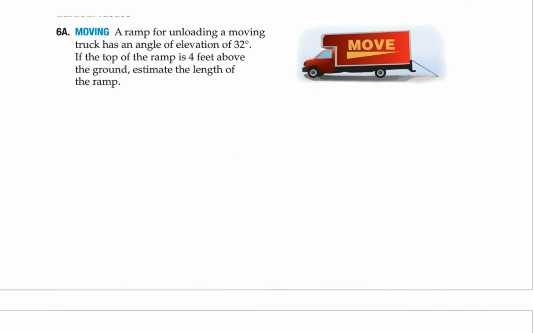So let's look at an example here. A ramp for unloading a moving truck has an angle of elevation of 32 degrees. If the top of the truck is 4 feet above the ground, estimate the ramp length. So they want to find the length of the ramp. Here's x, and they're saying this is 4. Here's my straight line, the floor, and this is 32 degrees. So if I just redraw it, this is x, here's 32, and this is 4.